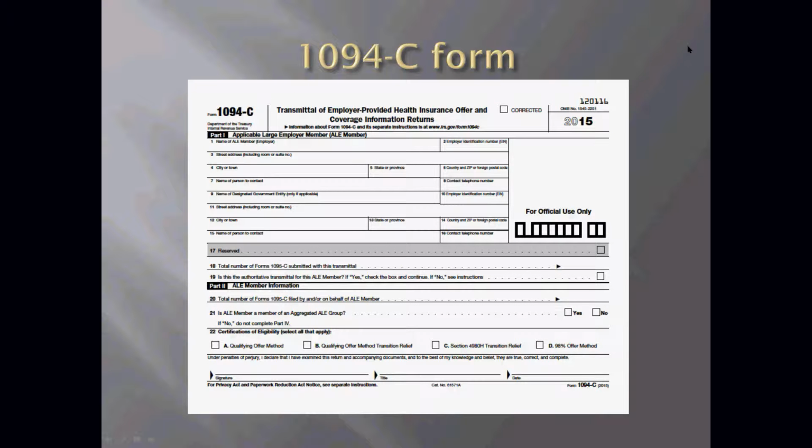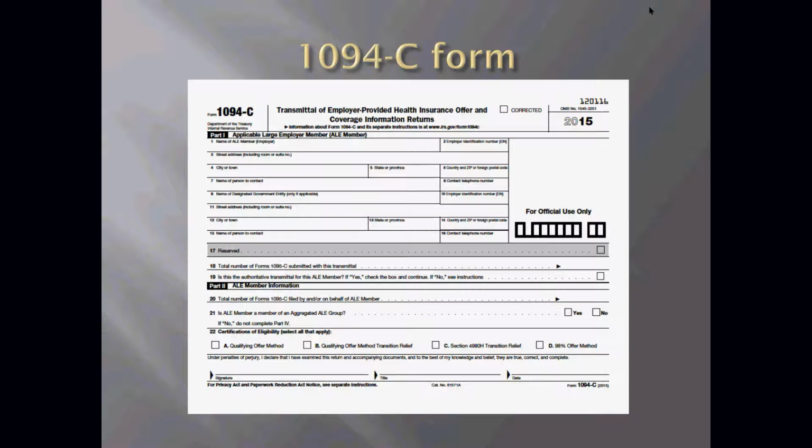This is the 1094-C form. This form is, again, just a transmittal form. Part 1 is the applicable large employer member, or ALE, many have come to call it. And that's just your employer name. So that's your company information, and the person to contact on the medical plan.